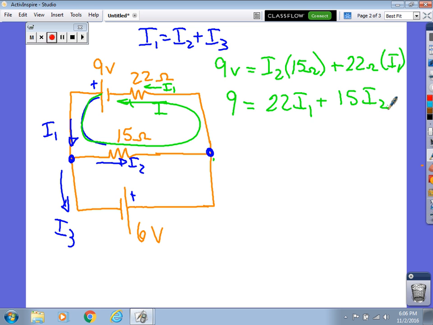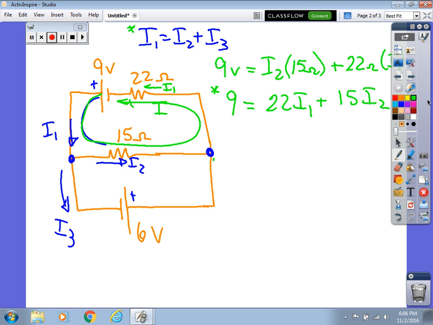So now I've got two equations to deal with. I've got this one and I've got this one, but I've still got that third unknown. I'm going to do something kind of strange because I want you to see this. I'm going to pick a loop that's not the honeycomb. I'm going to pick a different loop. Let's pick, and I'm going to use a color here so you can see it. I'm going to pick this loop.